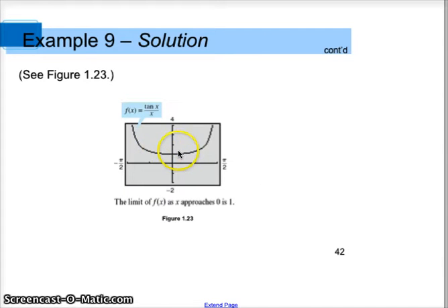If you also look at the graph, you can see that the limit as x approaches 0 from the right and the left is going to be 1. That's the usefulness of those two special trig limits, is to be able to analytically find the limit of things with trig functions in them.